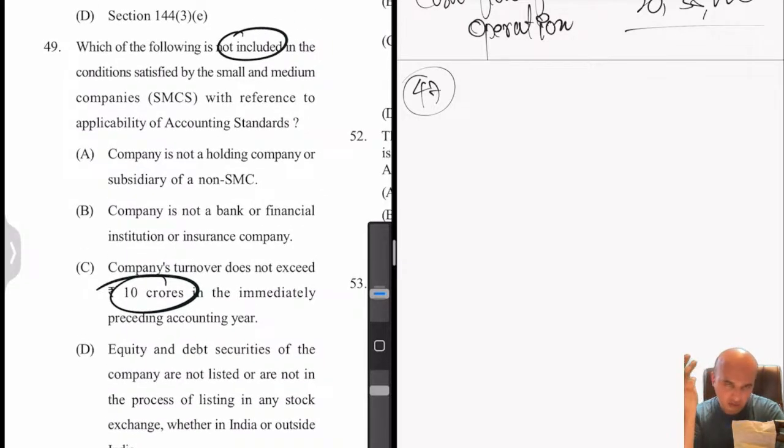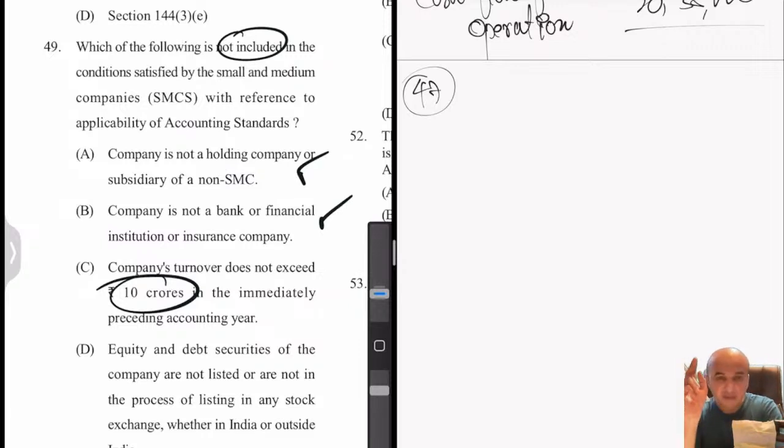Anyway, if you have already studied by now, you would know the correct answer. Option C is in fact the correct answer. Why? Because the conditions satisfied by the small and medium companies with reference to applicability of accounting standards are as follows. First of all, a company should not be a holding company or a subsidiary of a non-SMC. You cannot claim the status of SMC if you are a subsidiary of some other company which is not an SMC. Then the company should not be a banking or a financial institution or an insurance company. So these two conditions are in fact there.